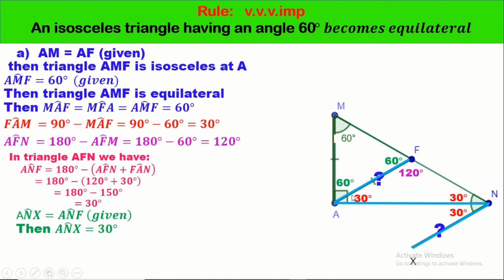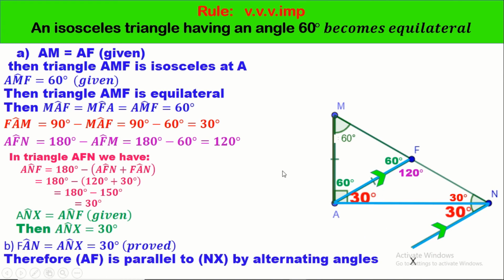But note that we have angles included in this Z that are equal, 30 degrees and 30 degrees. We have just proved them. Now we can say that the angles FAN and ANX are equal to 30 degrees each, proved. Therefore, these two lines are parallel by alternating angles. Now we can just write them.